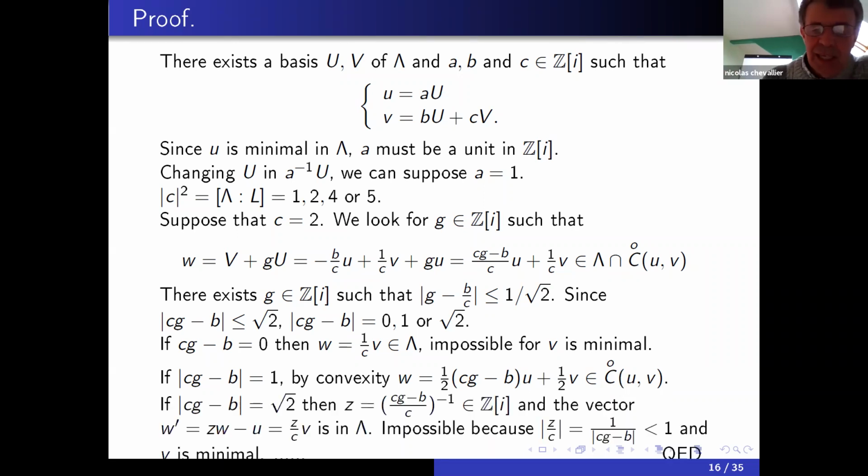I skip the last case. It is a little bit more difficult, but elementary like the previous case. And for the case of modulus of C square equal 5, it is the same kind of argument. Everything is elementary.